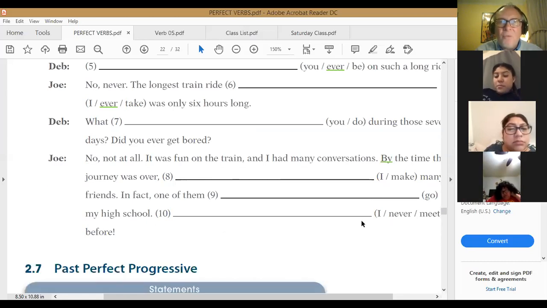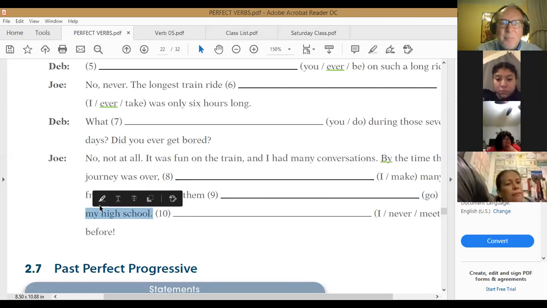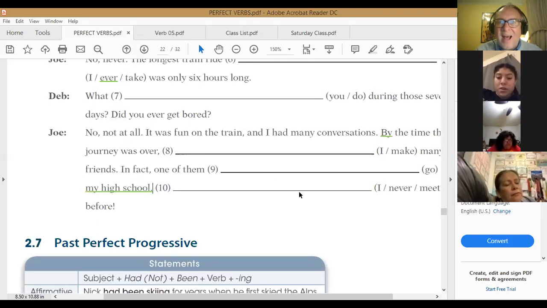In fact, one of them had gone to my high school, right? Because high school was before the trip, right? Before the trip, he went to high school. So he had gone. And I had never met him before. Had never met him before. Very good. Very good. Excellent.